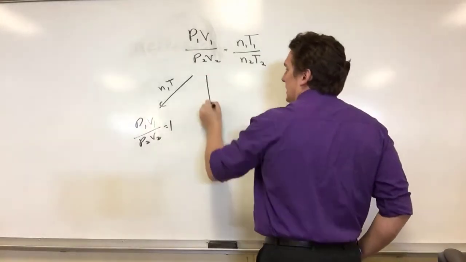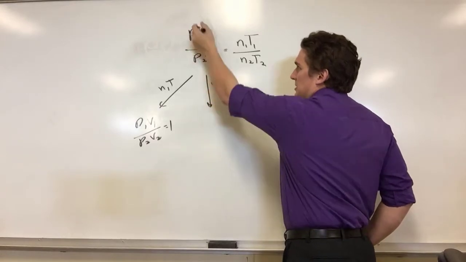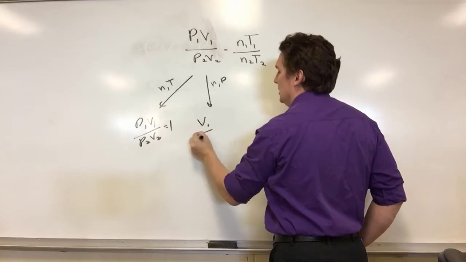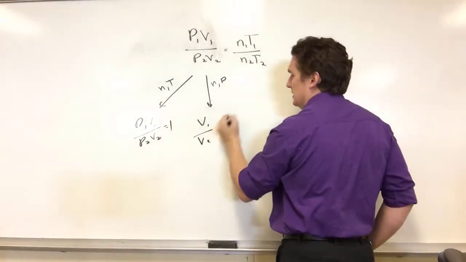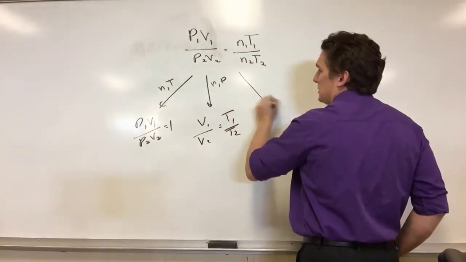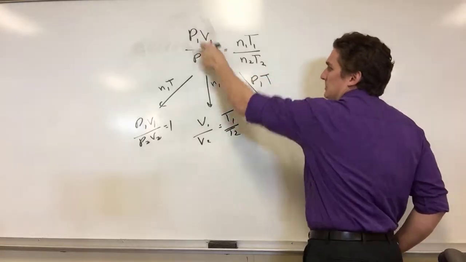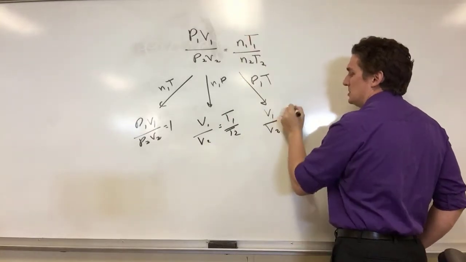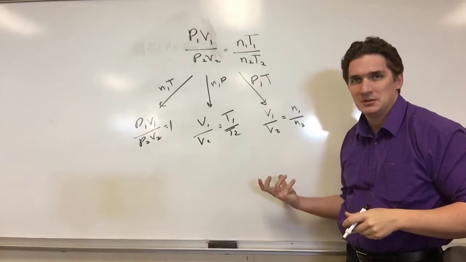If I want to go to Gay-Lussac's, where I'm holding moles and pressure constant, P1 and P2 cancel out because they're the same, so I get V1 over V2, n1 and n2 are the same, so I get T1 over T2. Or if I want to work with an Avogadro's law problem where I'm keeping pressure and temperature constant, again, P1 and P2 are going to disappear, I get V1 over V2. My moles are changing, but my temperatures are not. So I get V1 over V2 equals n1 over n2.